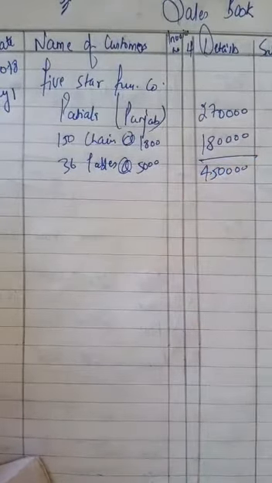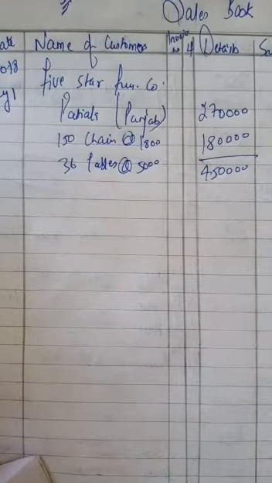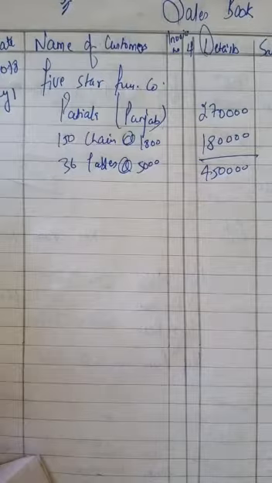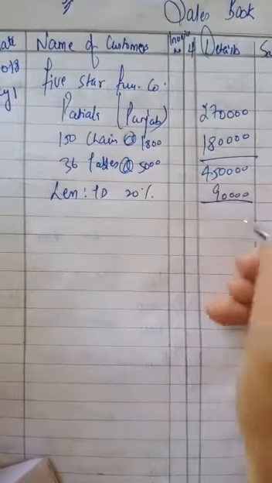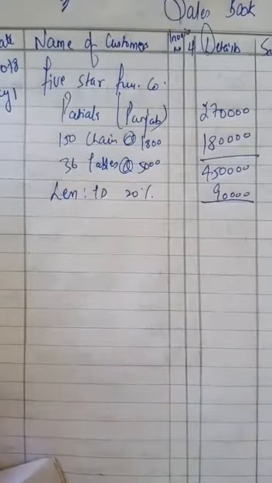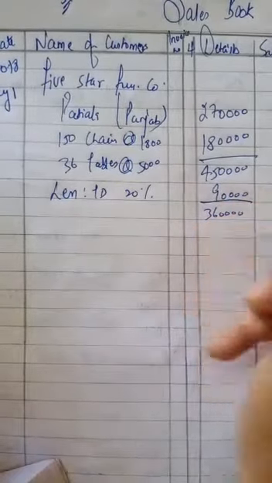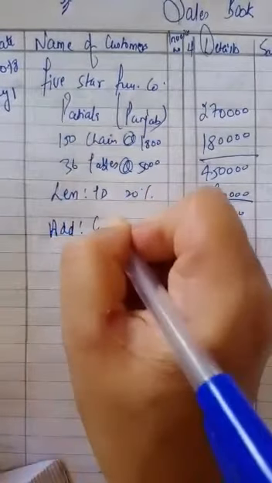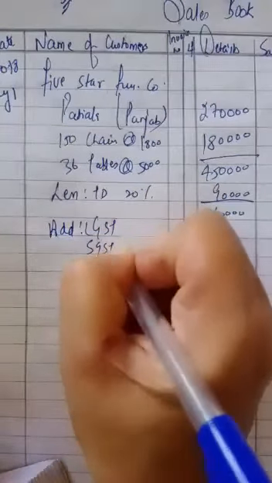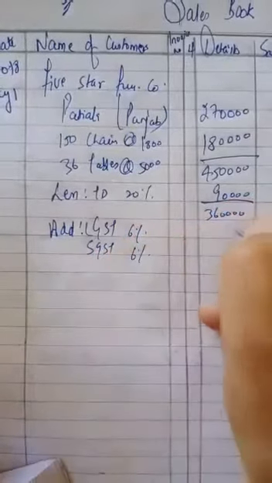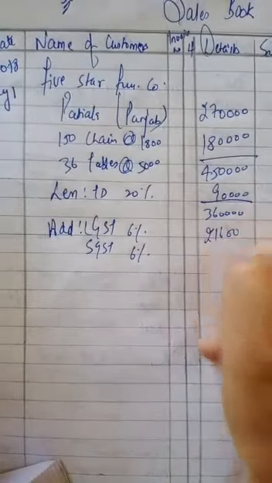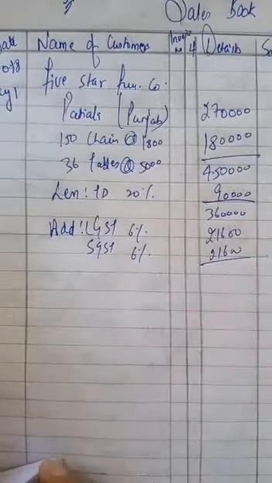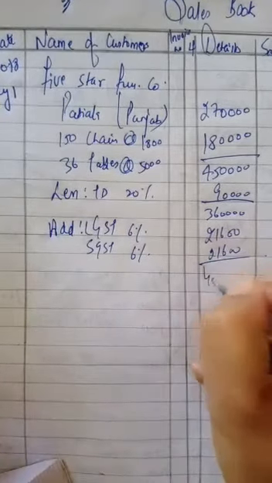Now they have allowed us trade discount 20%. We will deduct that trade discount. 20% of 4,50,000 will be 90,000. Now the selling price comes 3,60,000. Two things will be added back, CGST and SGST. 6% of 3,60,000 will be 21,600. Now the total sale price becomes 4,32,000.